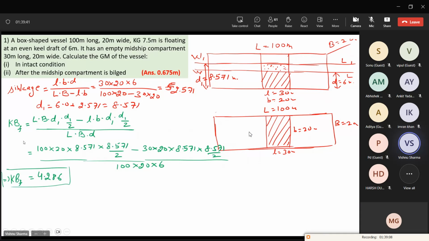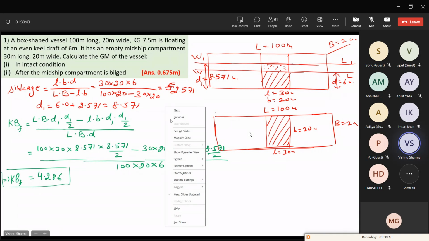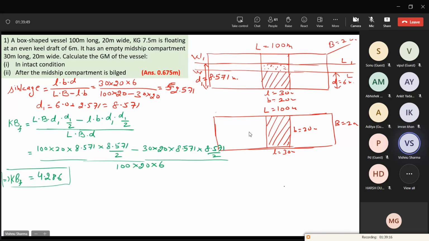So one of the two things we have got, KB we have got. Now we have to get the BM. Now let me write the formula for BM if you remember. BM, when I say it, means BMT. I said I of what? Intact waterplane. I'm writing in detail for the first time. You don't have to write that much.